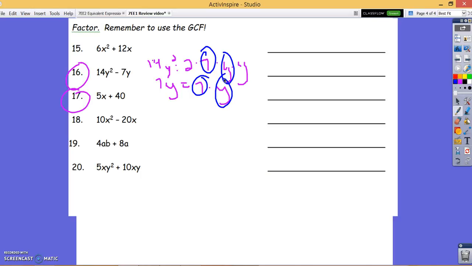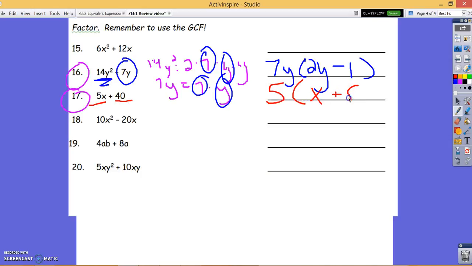So for number 16, 7y is going to sit out front, and I'm going to have parentheses with a minus sign in between them. 7y times what is 14y squared? The answer is 2y. 7 times 2 is 14, and y times y is y squared. And then 7y times what would be 7y, and that would just be a 1. Okay, next part. I need to figure out what I can divide both of these by, and that would be the number 5. And so what I'm left with is x plus 8.